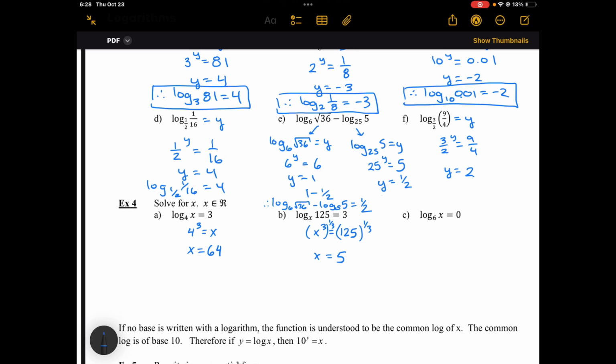And finally, this is the property that we saw before in the earlier example. I'm going to change it into exponential form, but I know already that x has to equal 1.